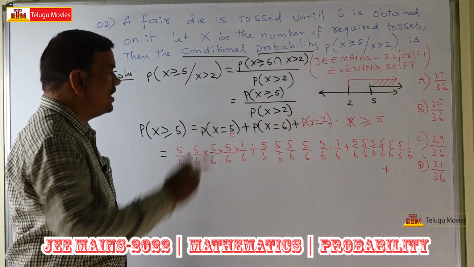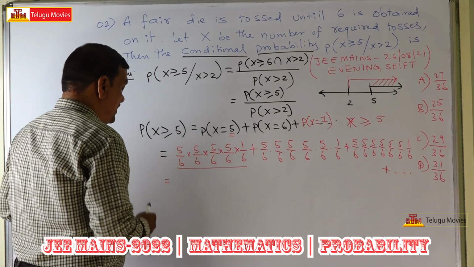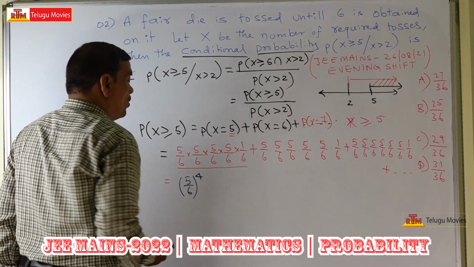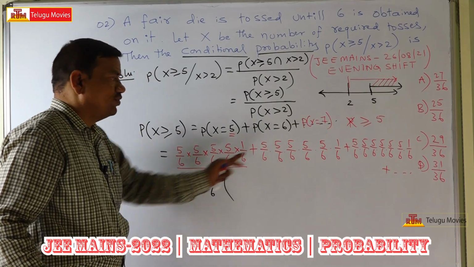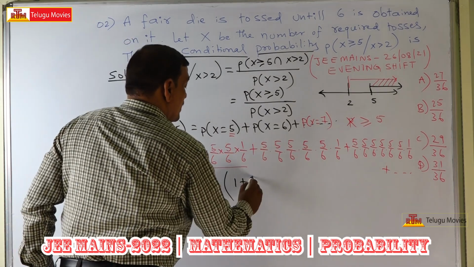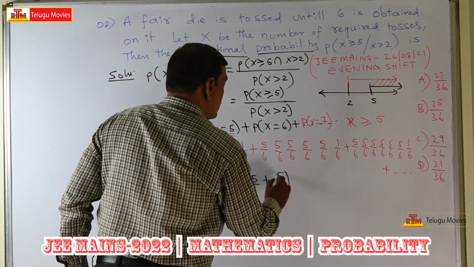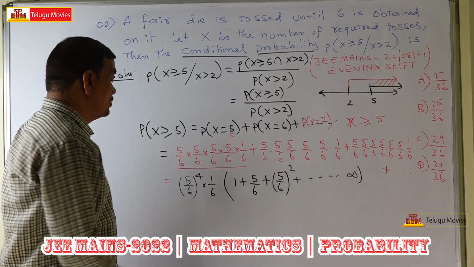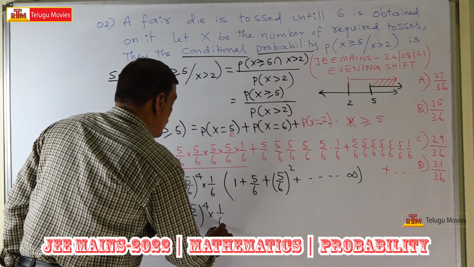If you take all these values, you can take the common part. This is 5 by 6 whole to the power of 4 into 1 by 6, which you can take common as a total term. So here what will you get? First 1, then 5 by 6, then 5 by 6 whole square will come, and so on to infinity. So this is equal to 5 by 6 whole power 4 into 1 by 6 into this series.